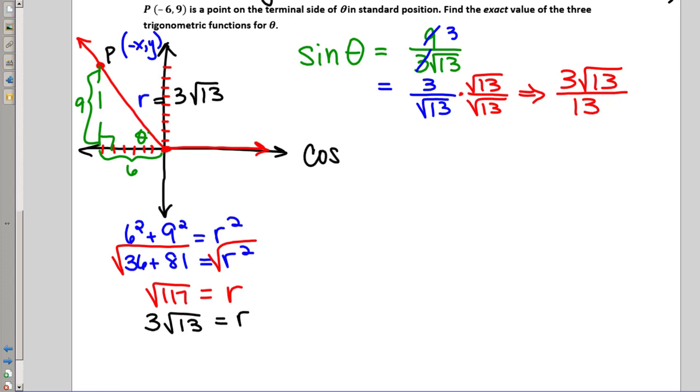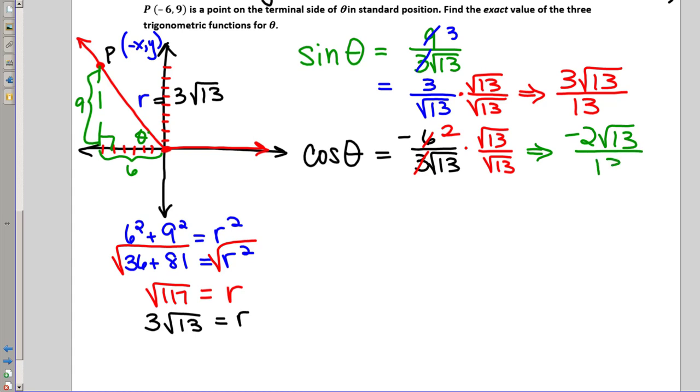Next we'll do cosine, and cosine is adjacent over hypotenuse. So we have 6 over 3 radical 13, and since cosine is the x value, we know that's going to be a negative. Then we're going to simplify. 3 can go into 6 2 times, and then we'll multiply by radical 13 over radical 13, and we'll get a final cosine value of -2 radical 13 over 13. And 2 and 13 do not have any common factors, so we're as simple as we can be.